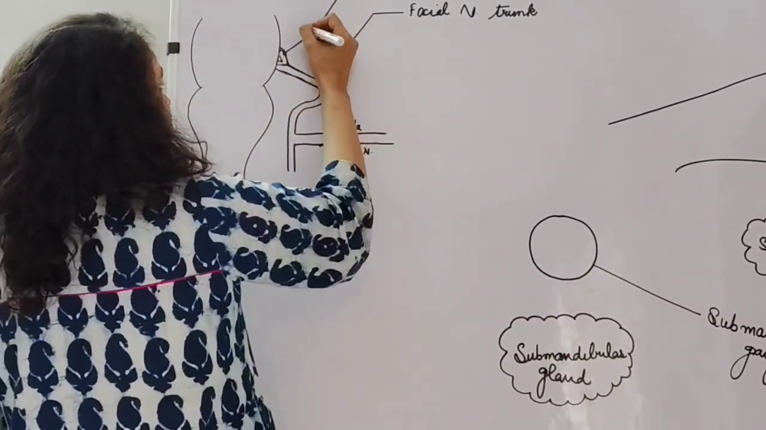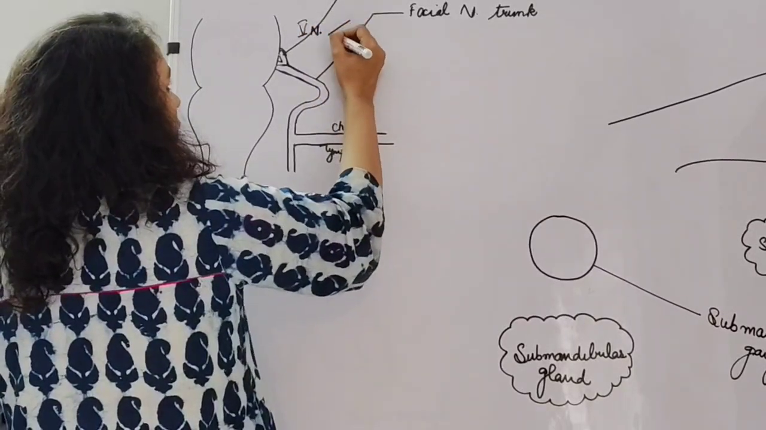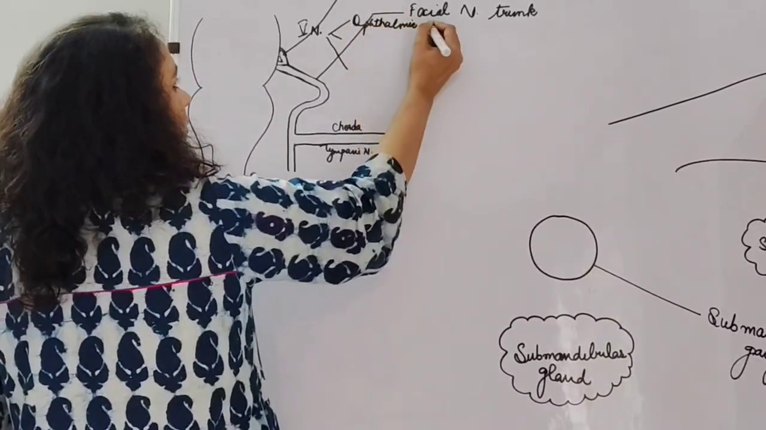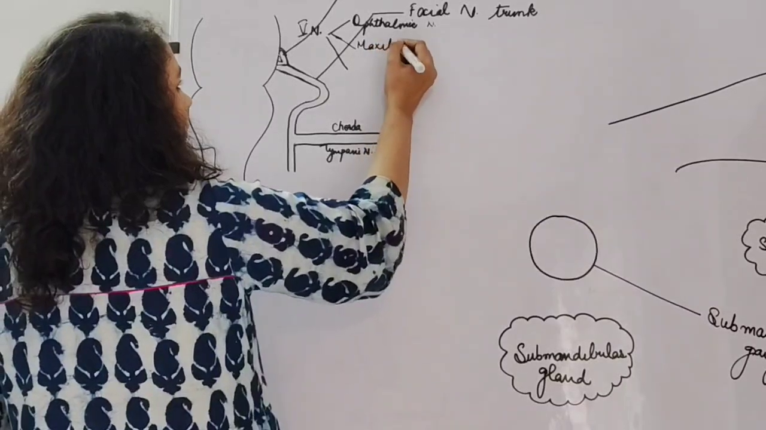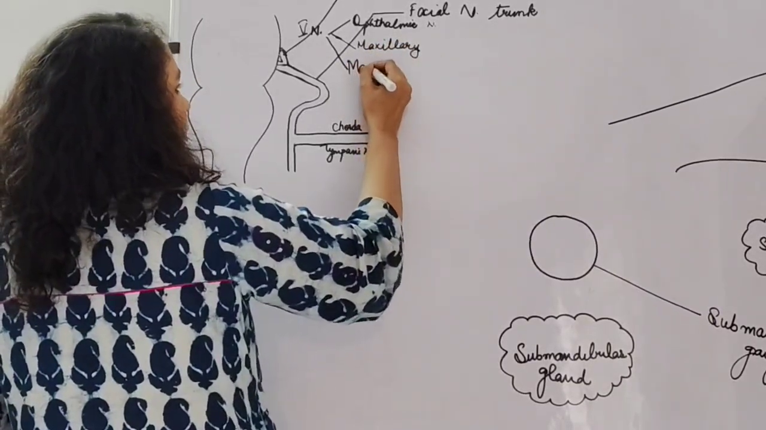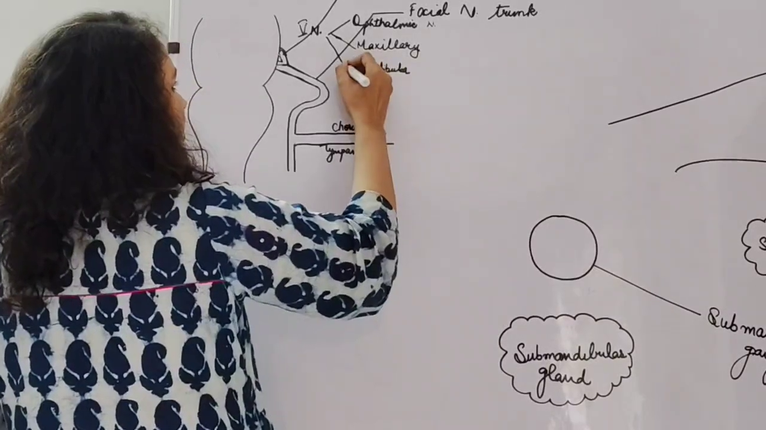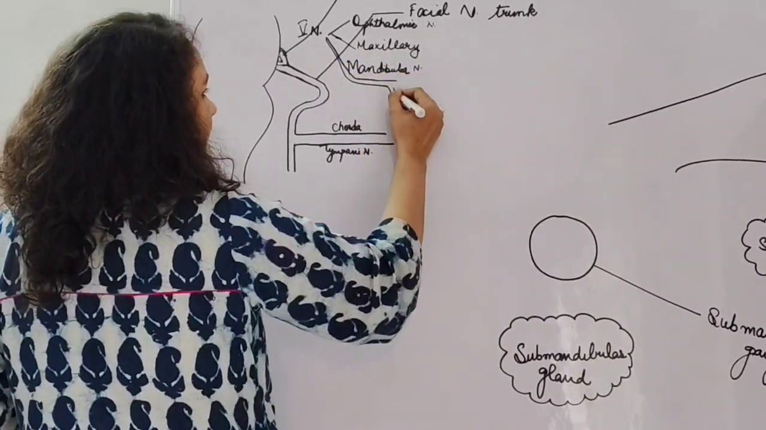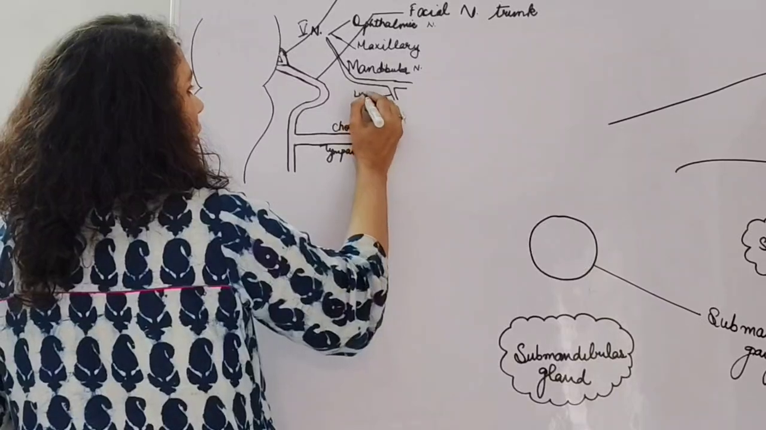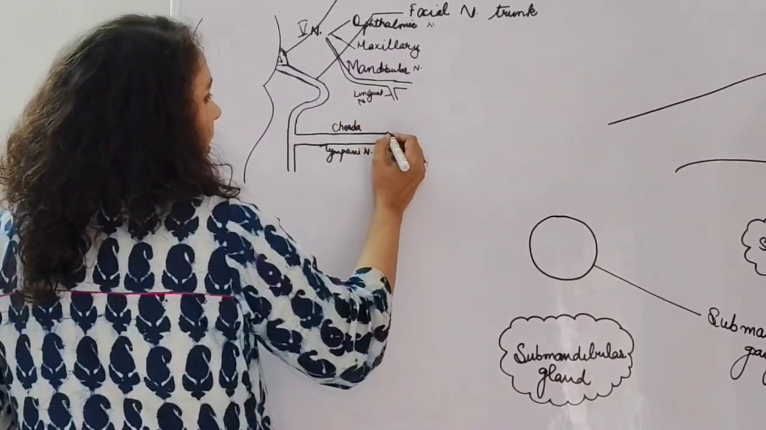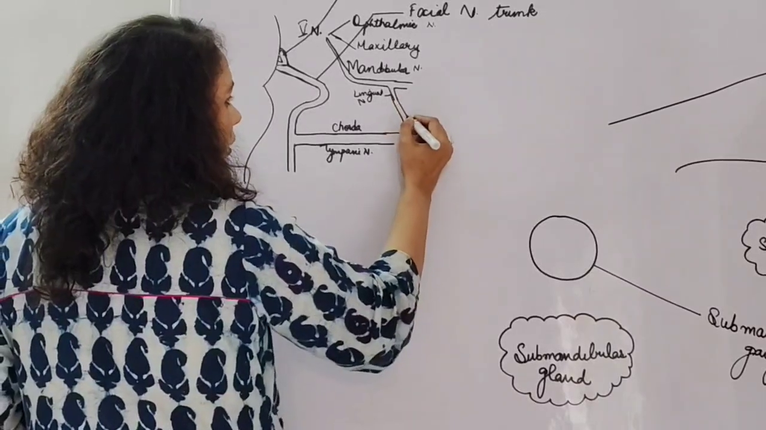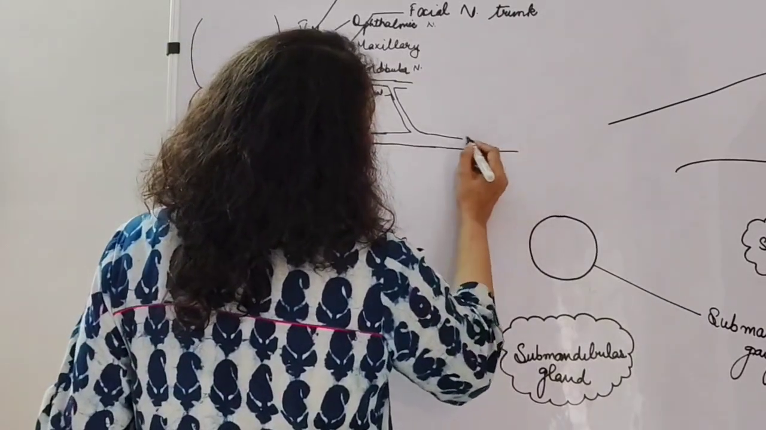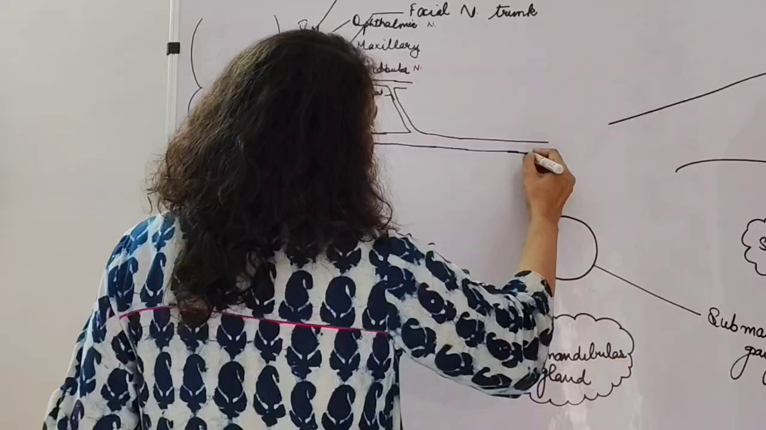So you have the fifth cranial nerve. All of you know its branches. We have one branch, the ophthalmic, going towards the eyeball, then the maxillary nerve, and then the mandibular nerve. Now this mandibular nerve gives a branch, that is the lingual nerve. So this is the lingual nerve. I told you chorda tympani is joined by this lingual nerve. Now these fibers run together.